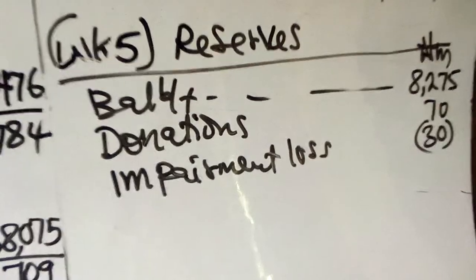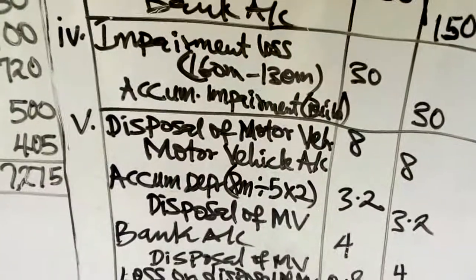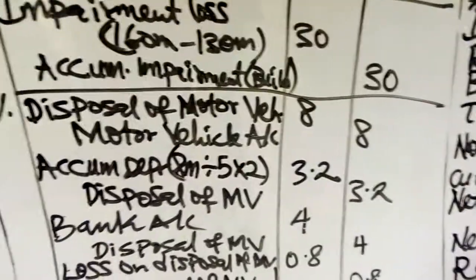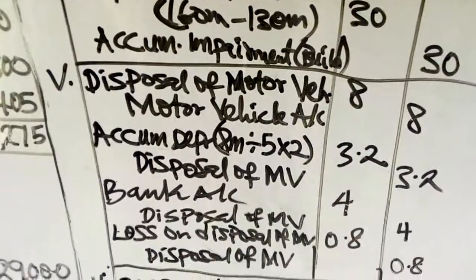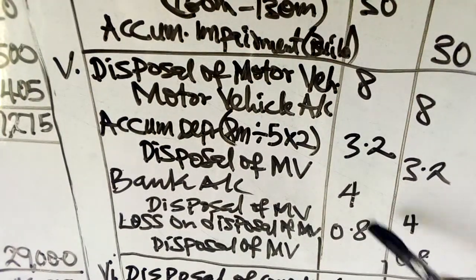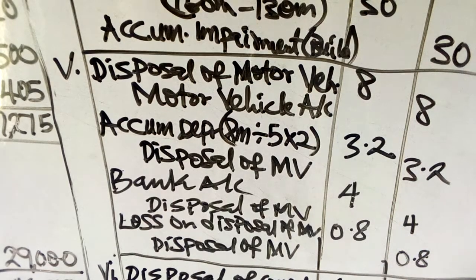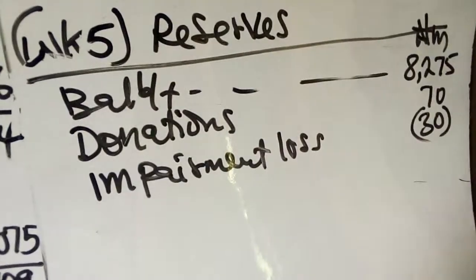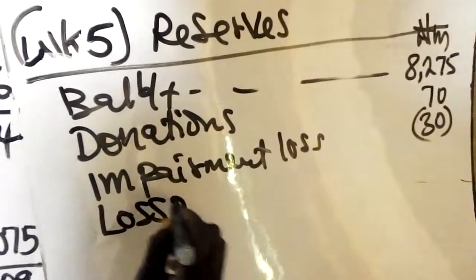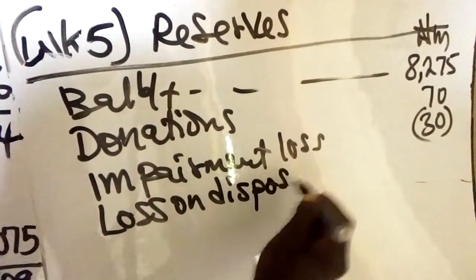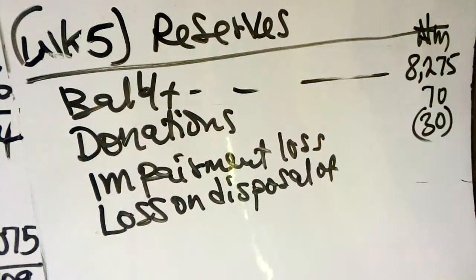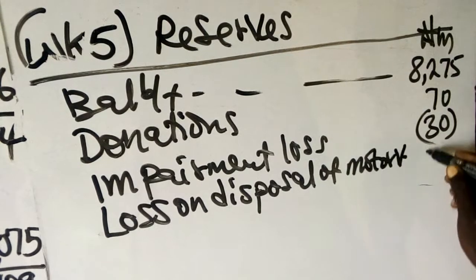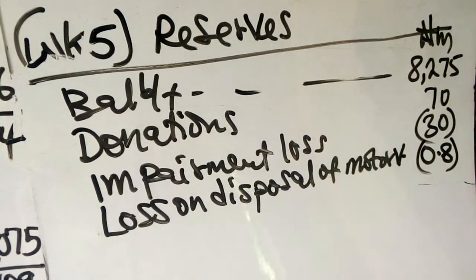Note 5. You have disposals of motor vehicle. So it is the profit or loss on disposal that will affect the reserves. Okay, we have loss on disposal of motor vehicle of 0.8 million. Loss will reduce your income.